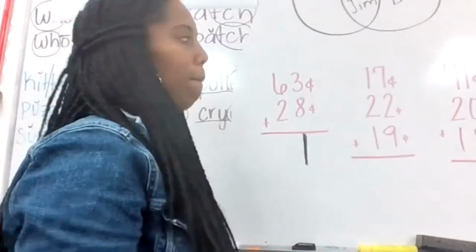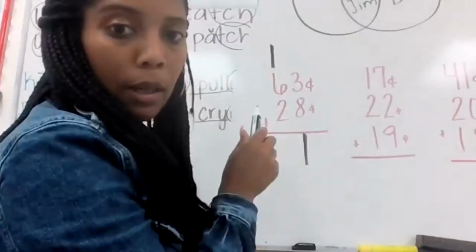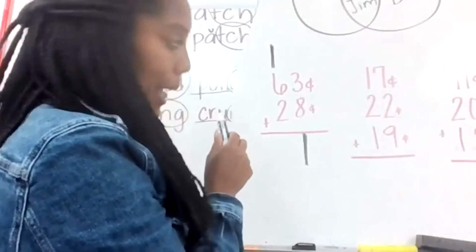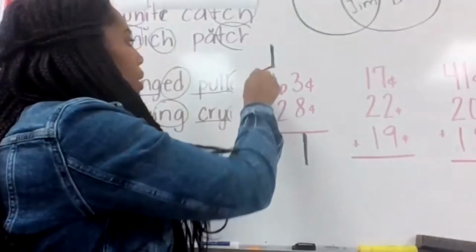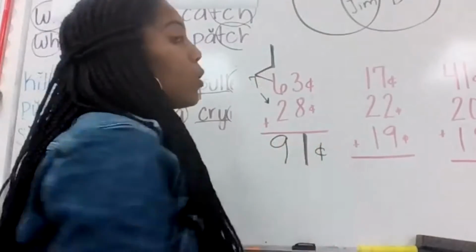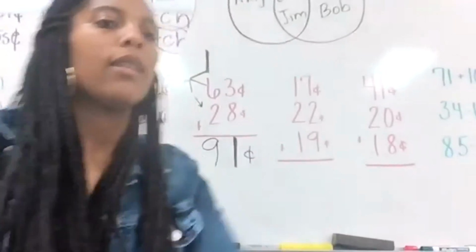Up there. On top of the 6? Do I add the 1 to the other numbers? Yes, so 1 plus 6 will be 7. 7 plus 2 is 9. 91 cents. So make sure you're adding that 1. All right, let's look at the next one.